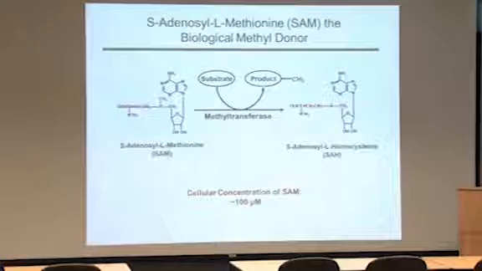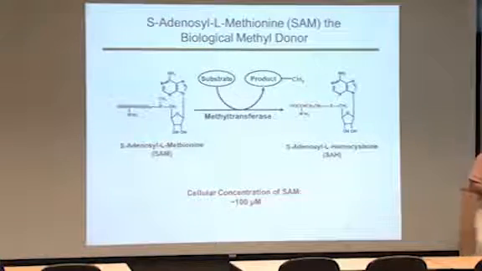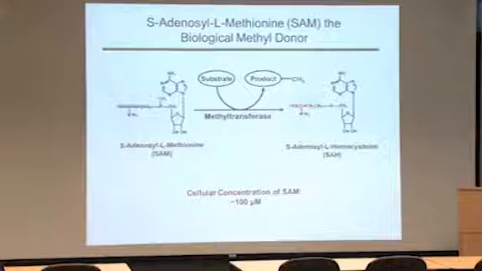So we've used these techniques to study this compound S-adenosyl-L-methionine, or SAM. SAM is best known as a methyl group donor. You take SAM, which is present in your cells at about 100 micromolar or so. Then there's the enzymatic transfer of this methyl group to substrates, often proteins, nucleic acids, lipids, ending up with S-adenosyl homocysteine.